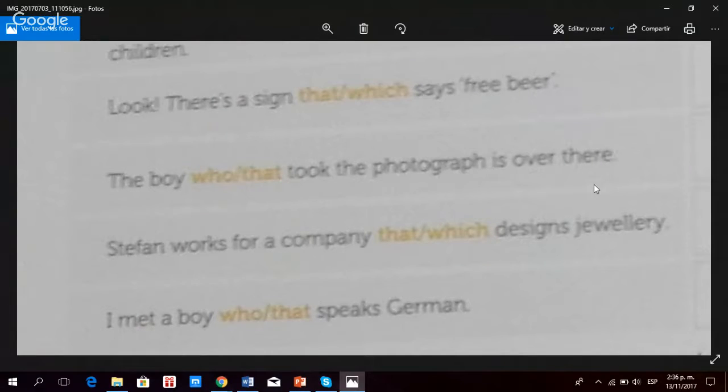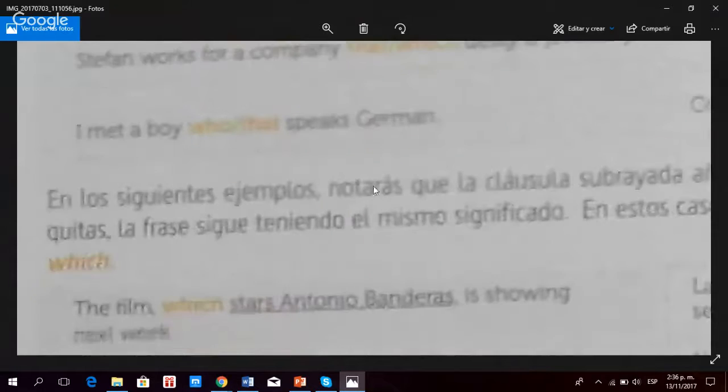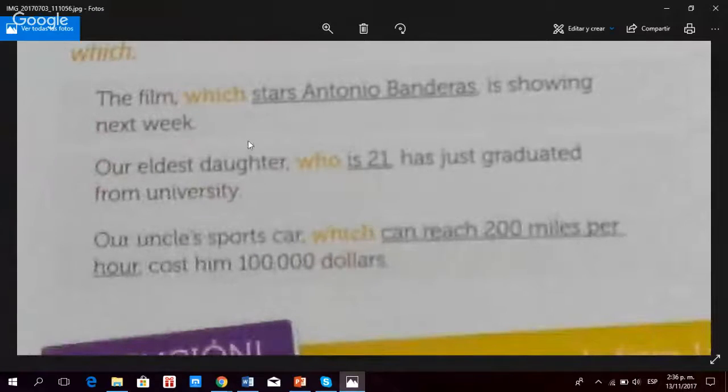Okay. Look, there's a sign that says free beer. The boy who took the photograph is over there. Stefan works for a company that designs jewelry. I met a boy who speaks German. Okay, you can say who or that or which. There's a sign. Now here, please.